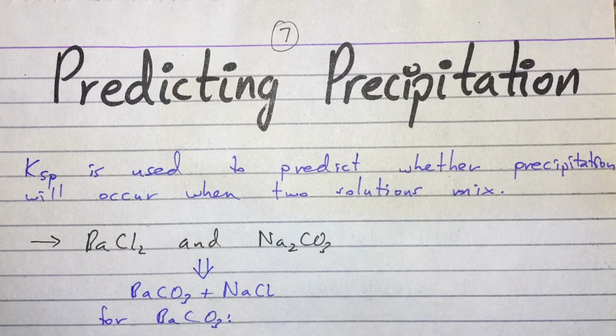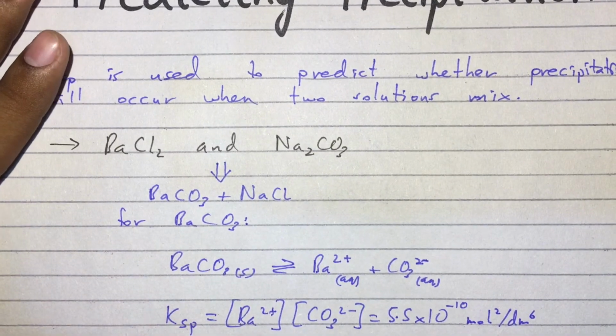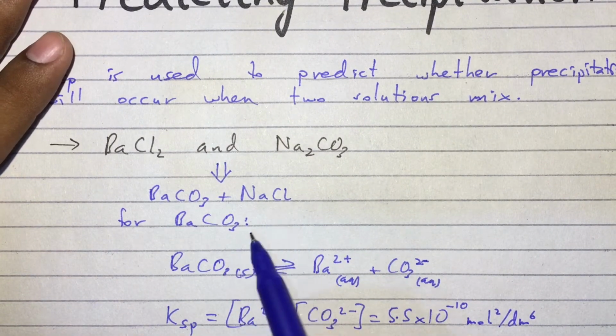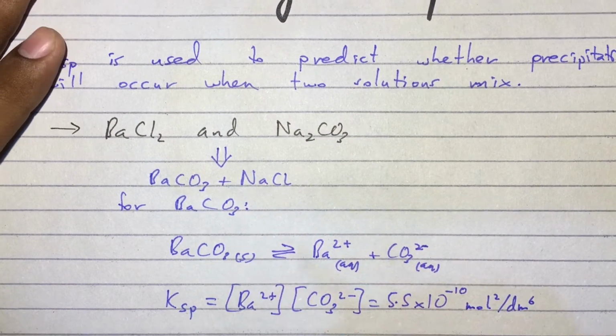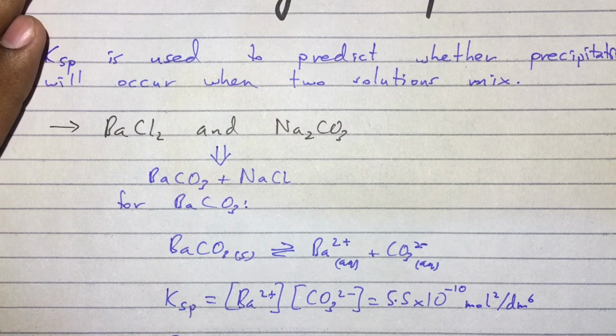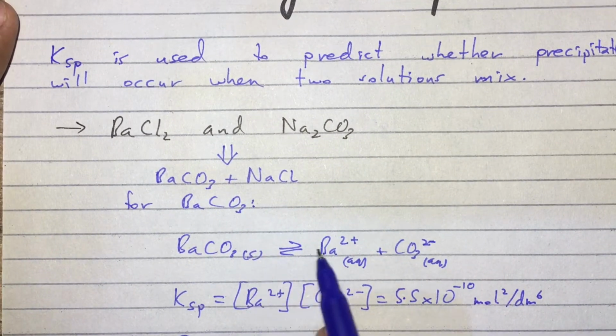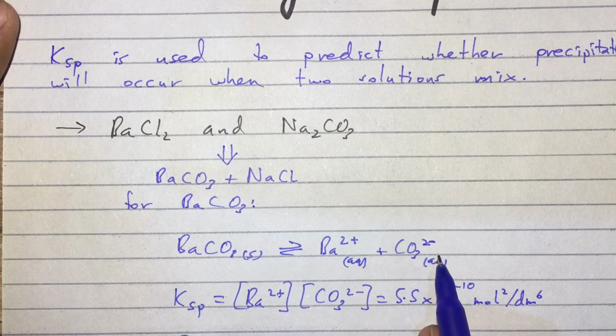Ksp can be used to predict whether precipitation will occur when two solutions are mixed. Let's say there is barium chloride and sodium carbonate. So in this reaction, barium carbonate and sodium chloride are formed. Sodium chloride we know is soluble, so we won't consider that. Now barium carbonate is insoluble. However, even insoluble salts do dissolve very slightly, to a very small extent, which is nearly negligible. So barium carbonate dissociates into barium ions and carbonate ions, right?